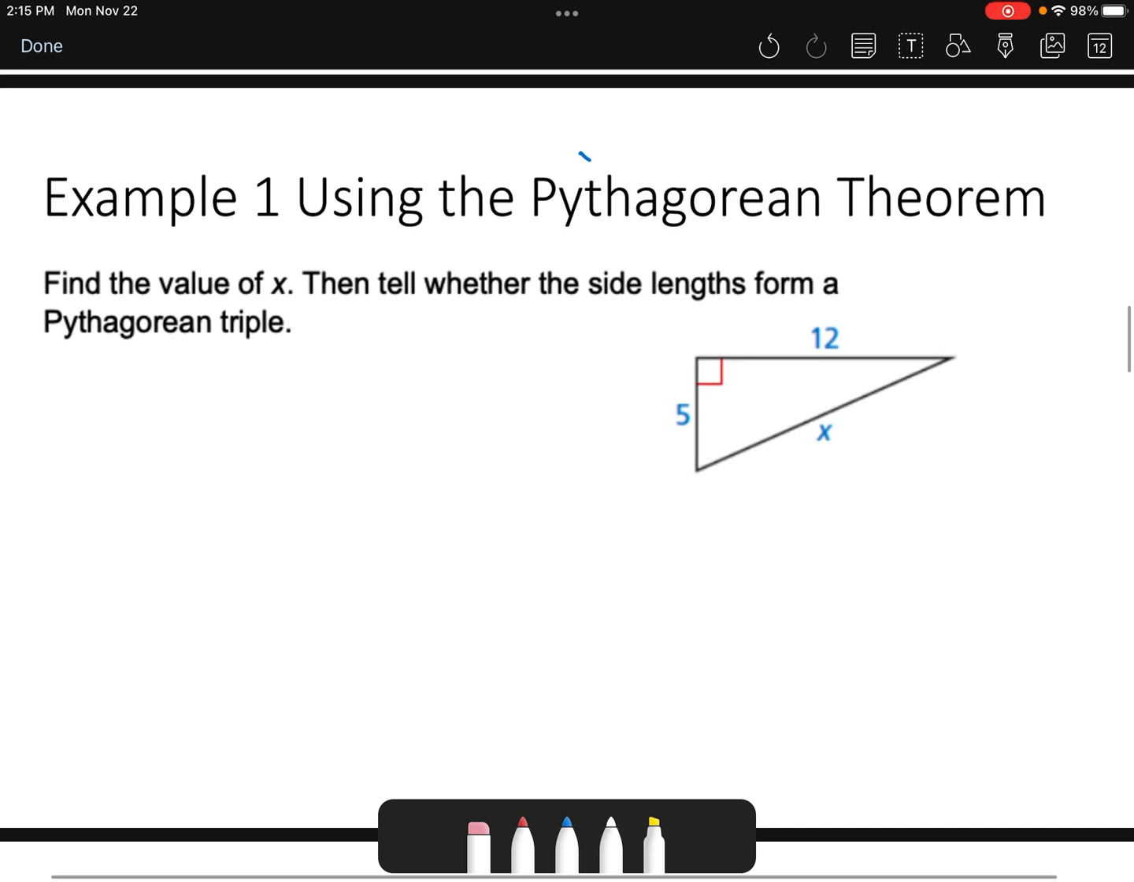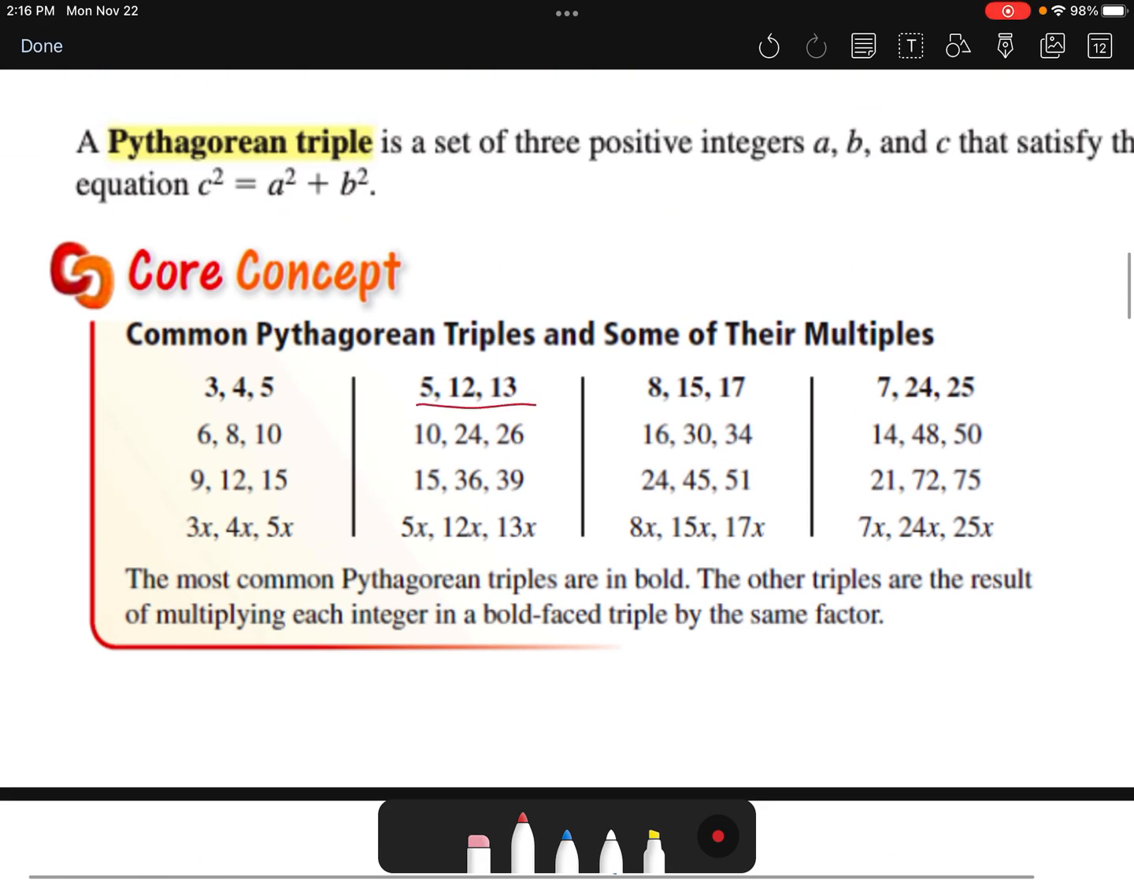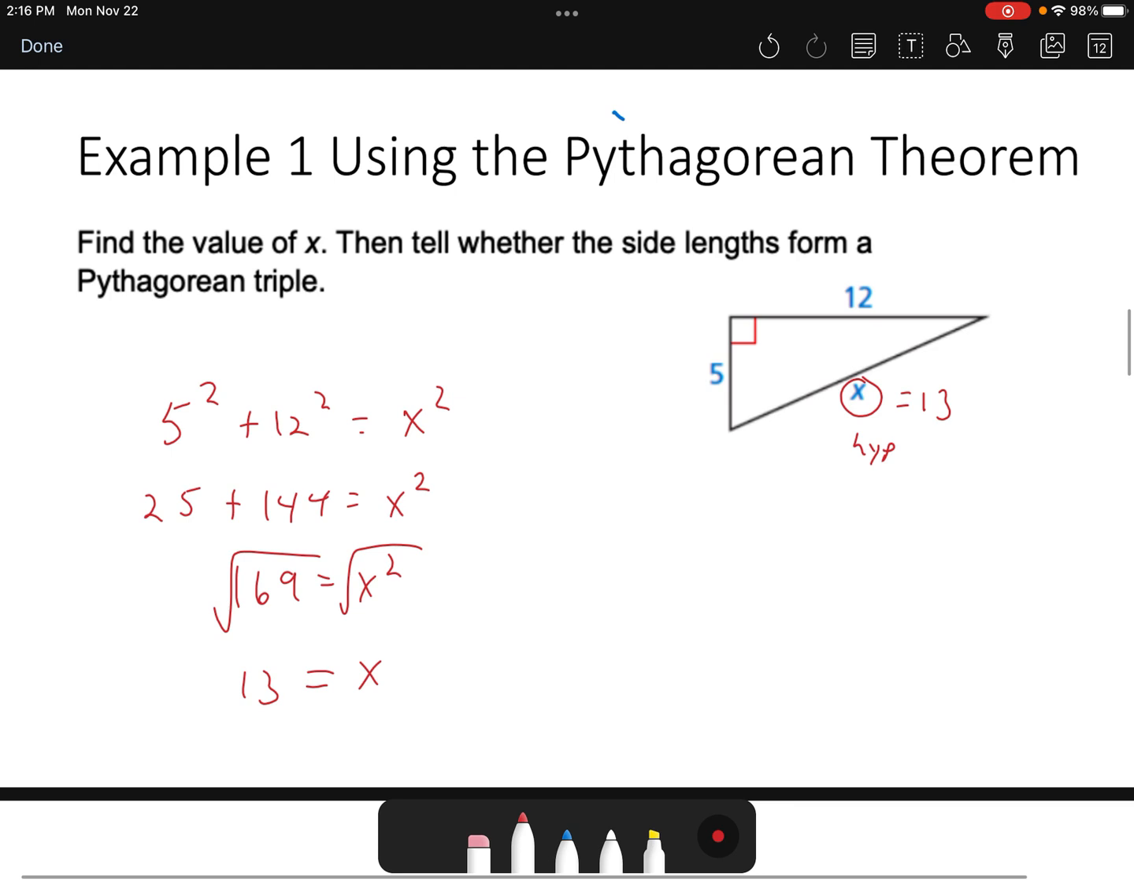So using the Pythagorean theorem, we're going to set this one up. Let's see, we're supposed to find x. Well, what is x? Well, x is the hypotenuse. So leg squared plus leg squared equals hypotenuse squared. So 25 plus 144 equals x squared. That's 169. We undo the square by taking the square root, and we get 13. So that is a triple, 5, 12, 13. And that was one of them back here.